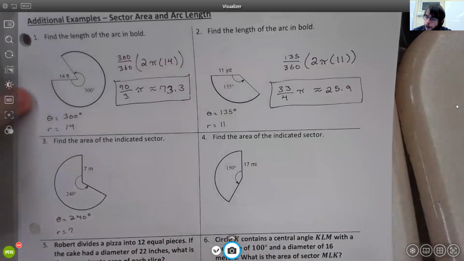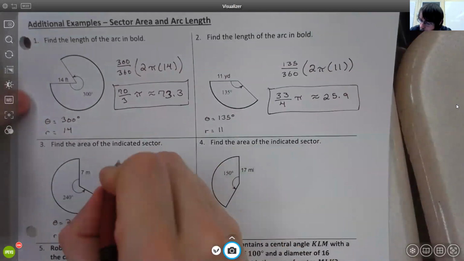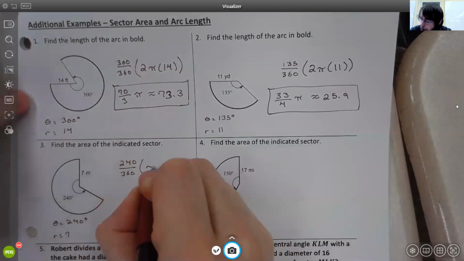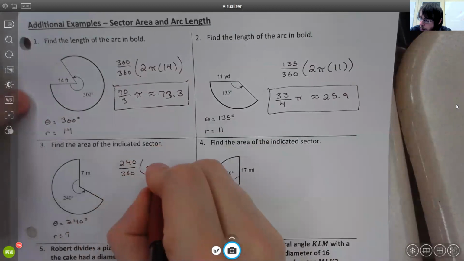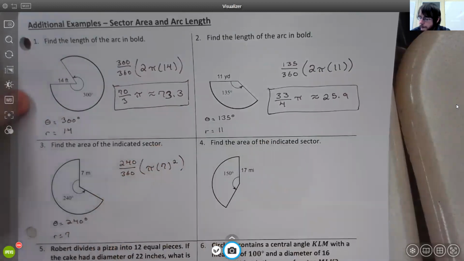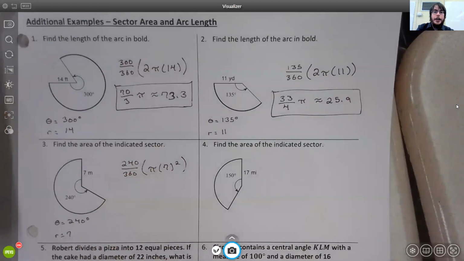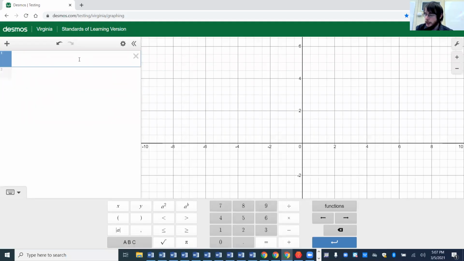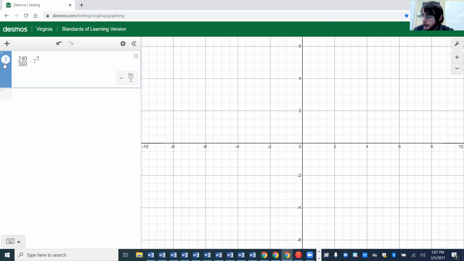So now we plug that into our formula. So theta over 360 is 240 over 360. And then in parentheses, we have pi times r squared, which is 7 squared. So now we go into Desmos and we find our exact and approximate ones. So our exact, 240 over 360 times 7 squared gives us 32.6 repeating, which as a fraction is 98 over 3. And then don't forget to tack on the pi.